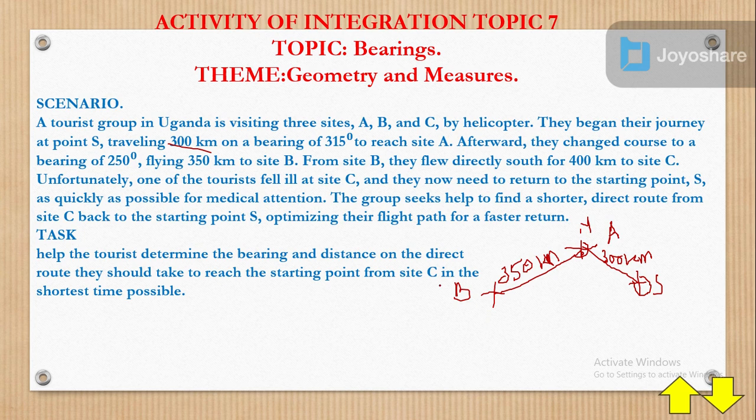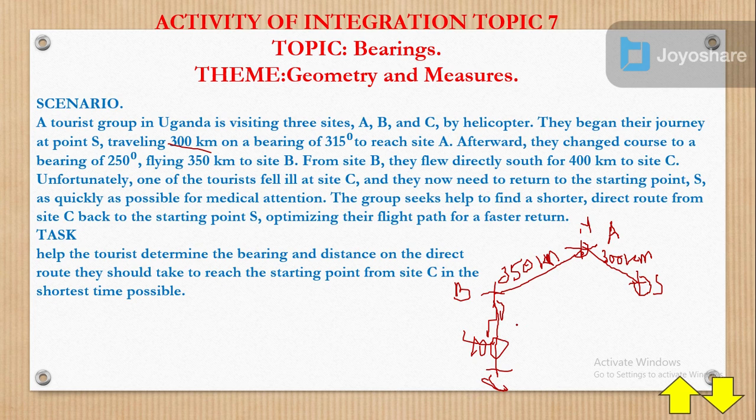This one's B in A, and this one is our site B. Okay, great. From site B, they flew directly south. So here I have north, east, west, and south. So they flew directly south. South is here, down. South is just right down here. In front there is where we shall have now our point C. For how long? To return to the starting point, 400 kilometers to C. So here you have 400 kilometers to C.